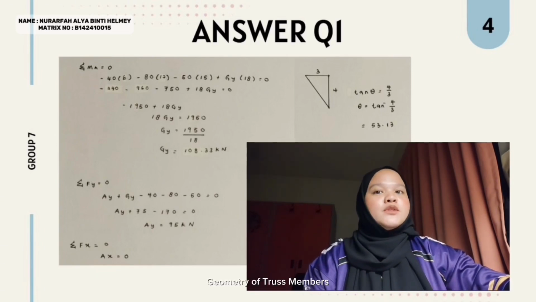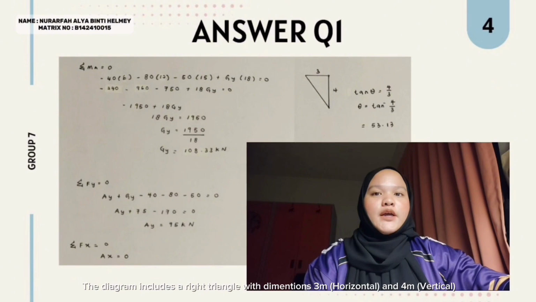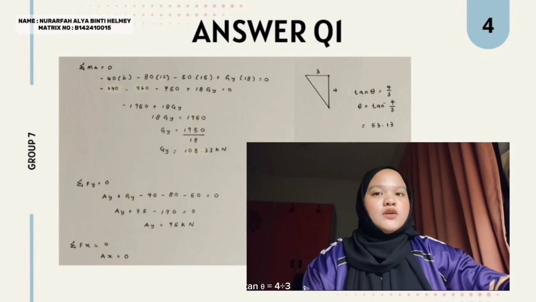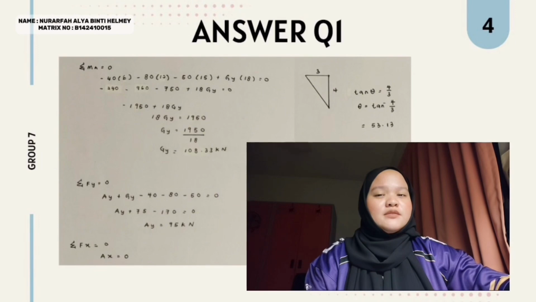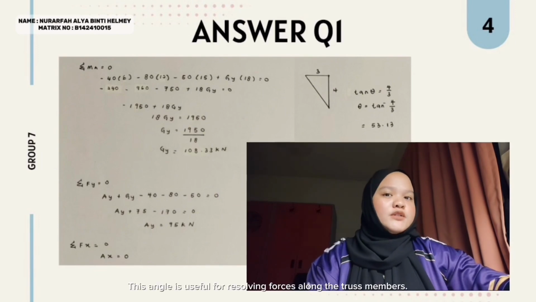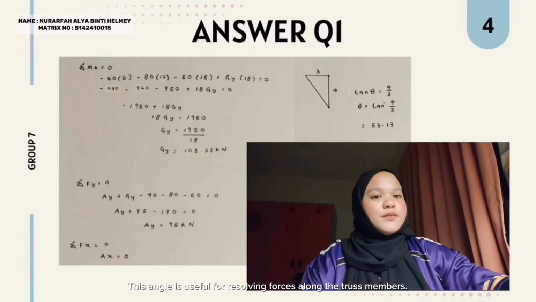Next, geometry of truss member. The diagram includes a right triangle with dimension 3 m horizontal and 4 m vertical. Tan theta equal to 4 divided by 3. The final answer is 53.13 degrees. This angle is useful for resolving force along a truss member.